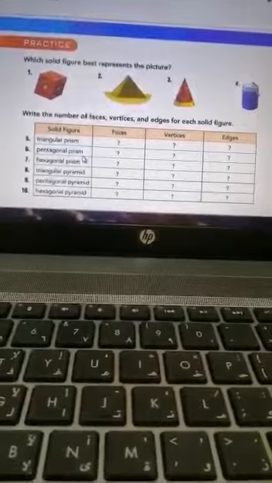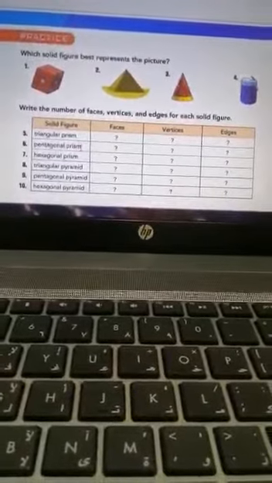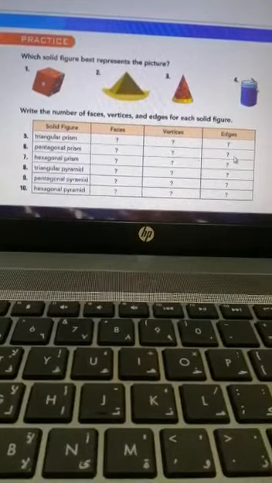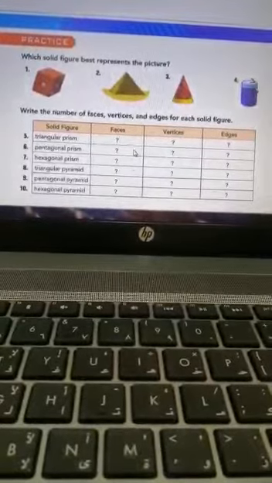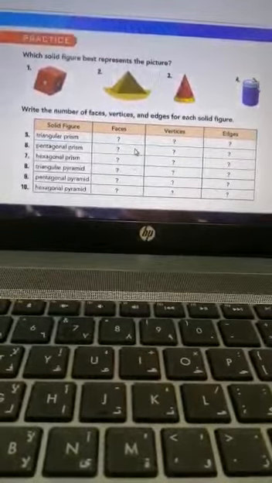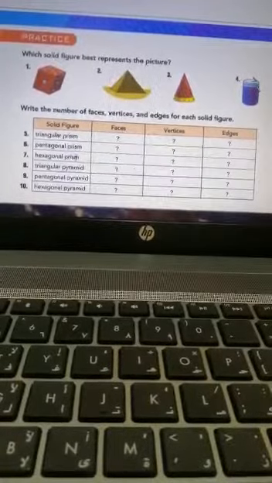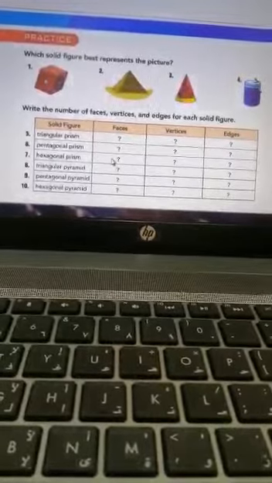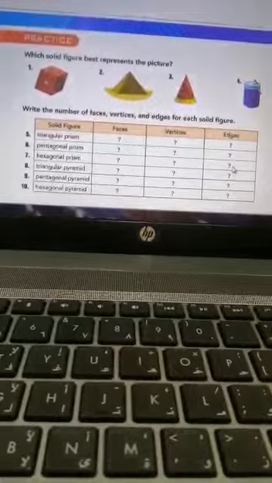Pentagonal prism, we know a pentagon has 5 sides. Okay, 5 plus 2 is 7 faces. 5 times 2 is 10 vertices. 5 times 3 is 15 edges. Now we go to hexagonal prism. Hexagonal prism has 6 sides. That means 6 plus 2 is 8 faces, 6 times 2 is 12 vertices, and 6 times 3 is 18 edges.